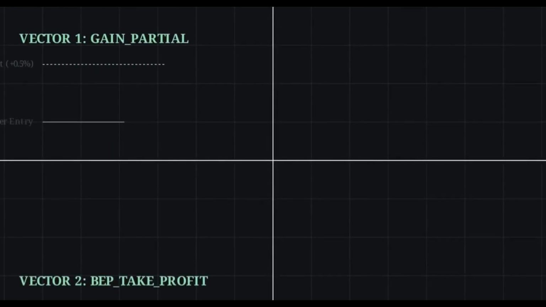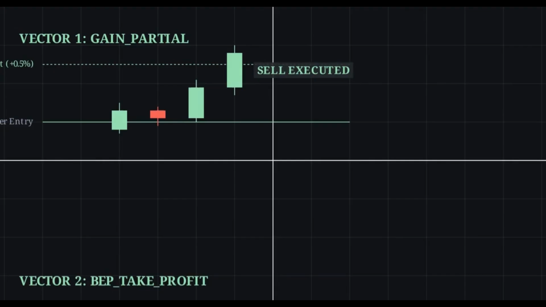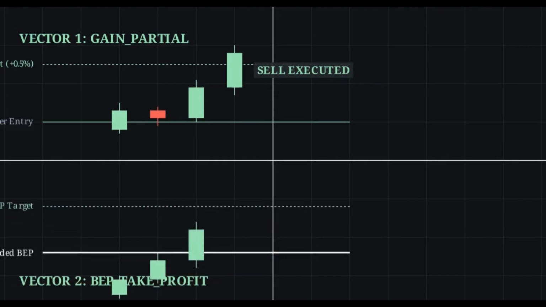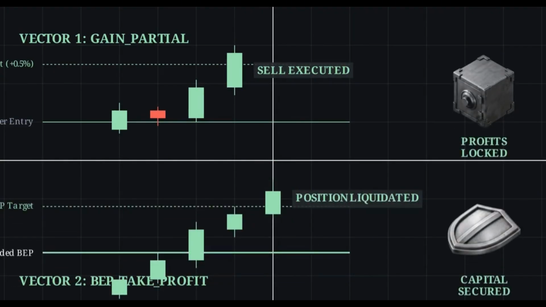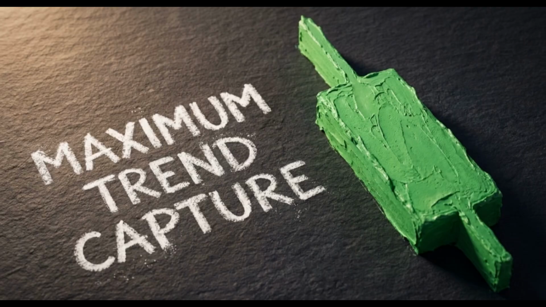Dual vector targeting continuously evaluates isolated order profits alongside blended position break-evens to enforce rigorous cash protection. Dynamic candlestick validation delays exits precisely until structural reversals are confirmed, forcing winners to run.